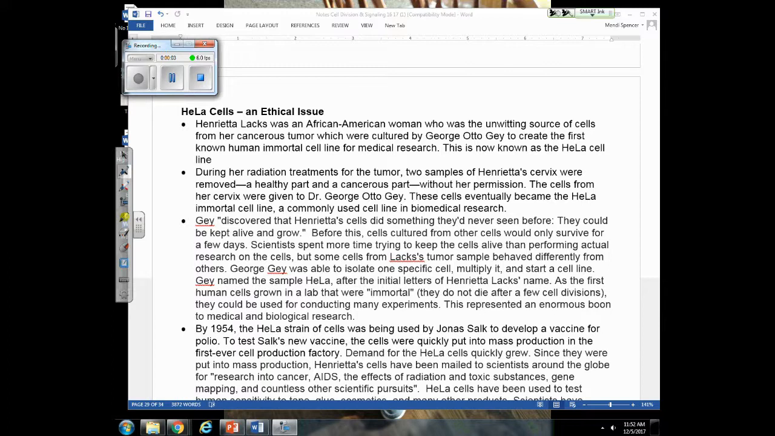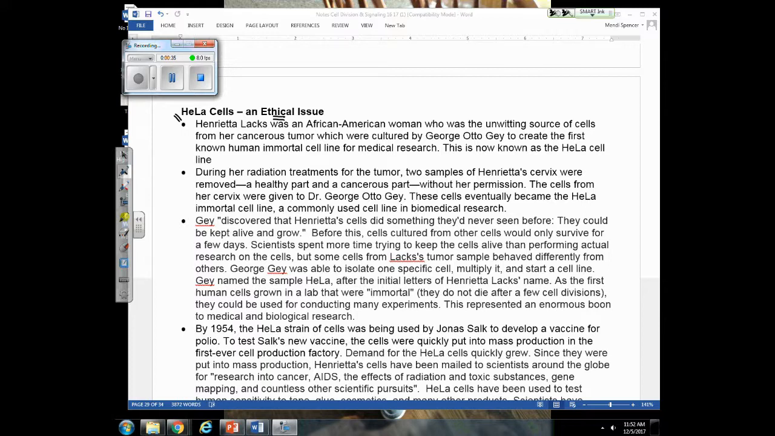Now, on this page, I put some information about HeLa cells. And since we've been talking about cancer, HeLa cells are a cancerous cell that was taken from a lady in the 1950s. And since then, we've been using them for cancer research. Now, on the AP exam, you might be asked to discuss an ethical issue. And this is a good one to talk about because those cells were taken from a lady named Henrietta Lacks without her consent. So this is an ethical issue.